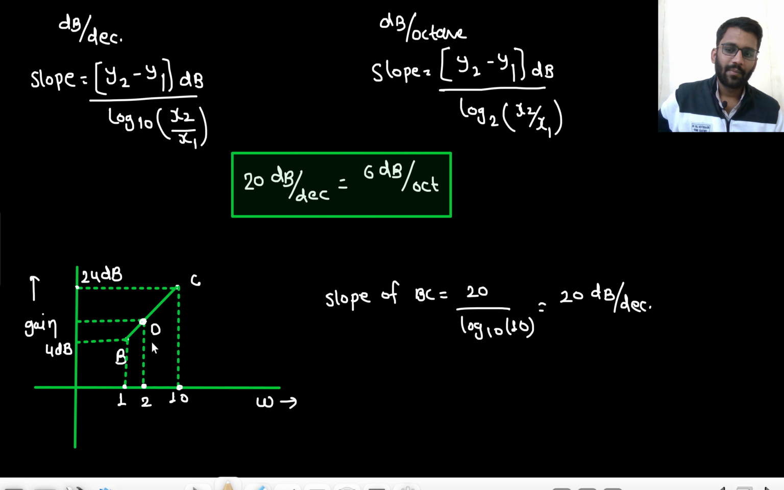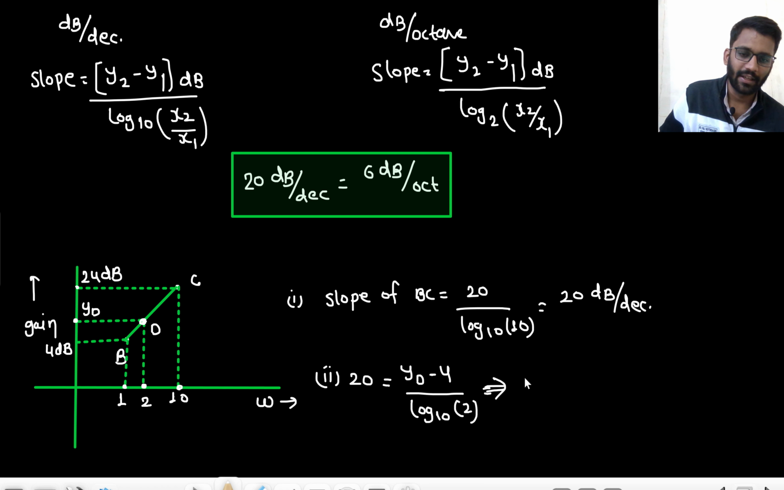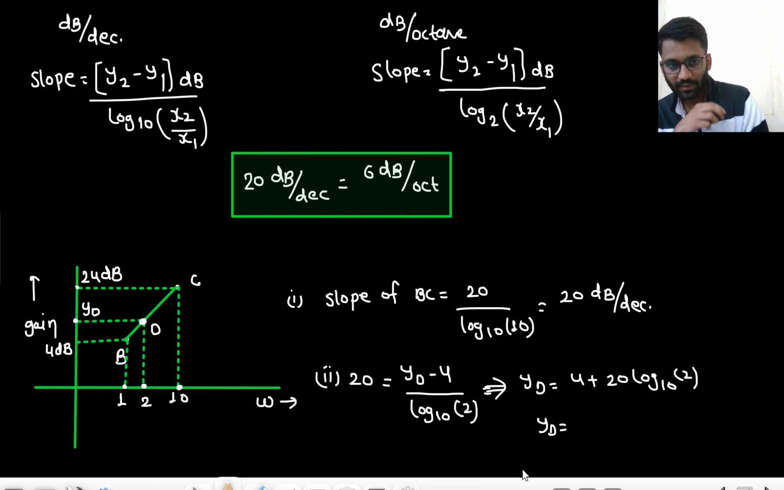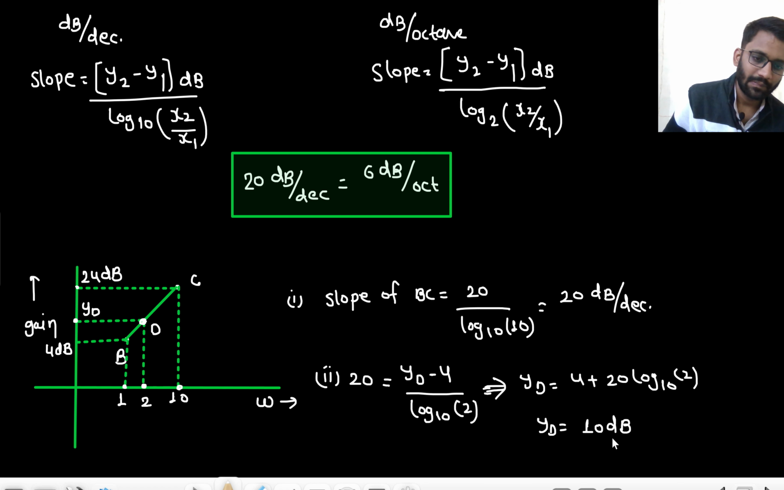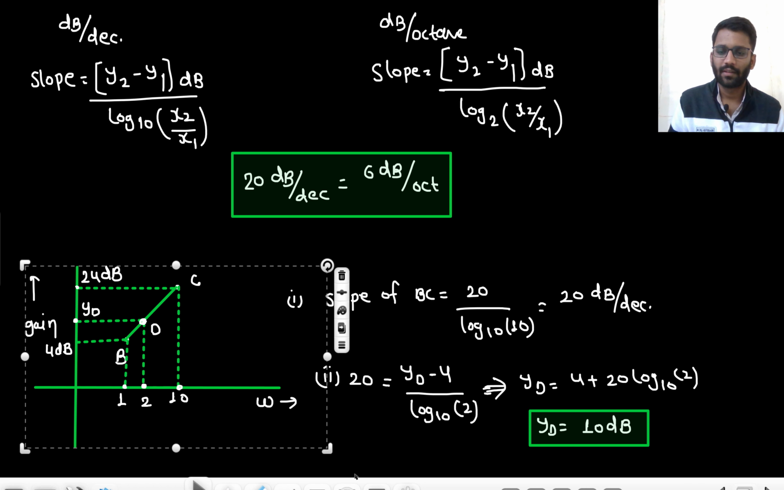Now I know the slope. Let's find the point D. What will be the point D? At point D, I am assuming my coordinate is y of D. Now I know the slope of this line is 20. So y of D minus y1, where y1 is 4 dB, upon log 10 of 2 by 1, equals the slope. From here, y of D will be 4 plus 20 log 10 of 2, that is 20 times log 10 of 2 plus 4. So I am getting 10 dB. Right. So here, what did I understand? This y of D is 10 dB. Okay, I will just copy this to the next page.